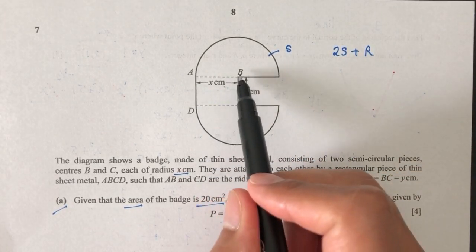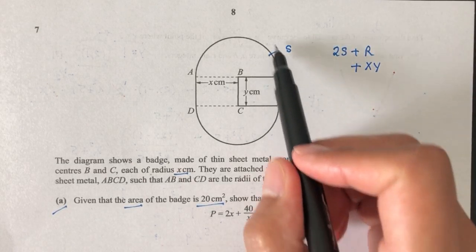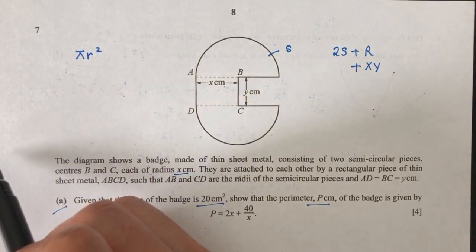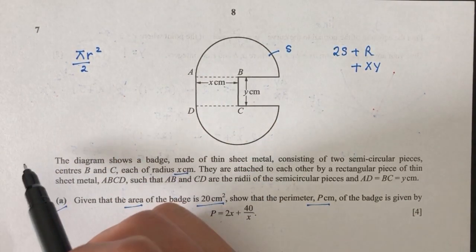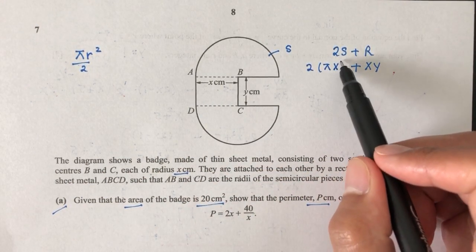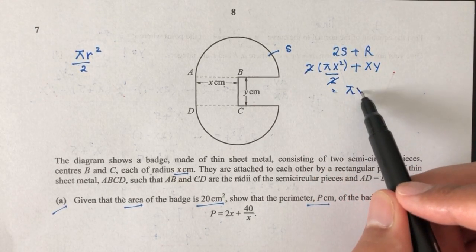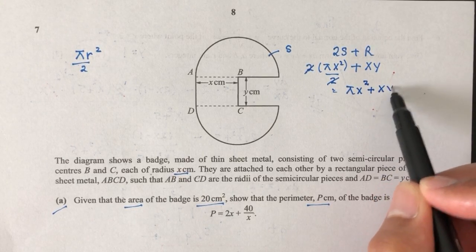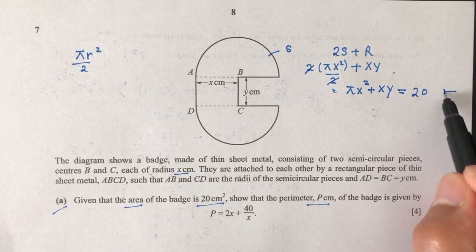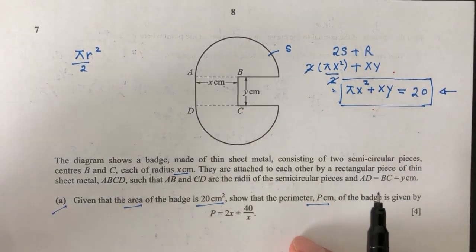So let's find that. What is the area of the rectangle? It will be length times width, xy, plus what is the area of the semicircle? So you do know that the area of a circle is pi r squared. Semi will be divided by 2. So it will be 2 times pi r, where the radius is x, squared divided by 2. Simplify, that will be pi x squared plus xy should be equal to 20, given to you. So that's the first equation that we have from the area. So just for now, in case we need it.